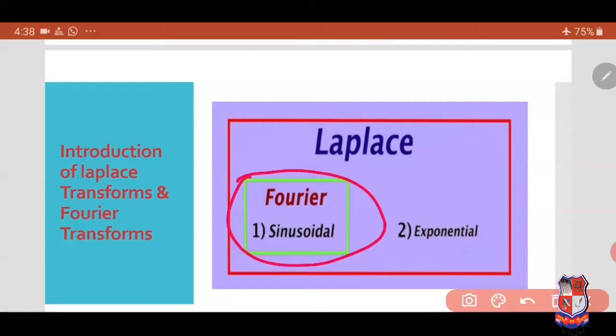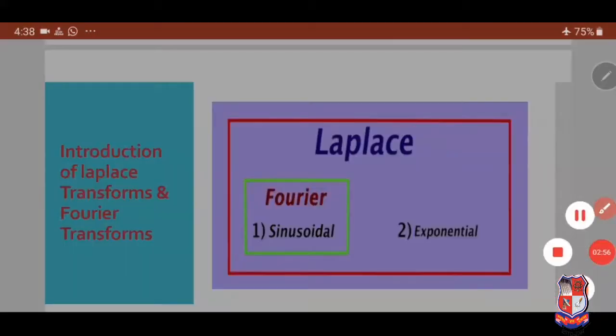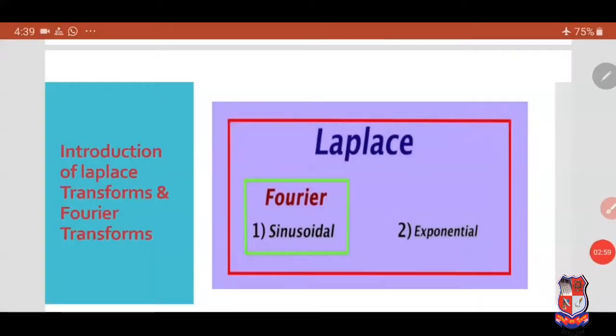And when we talk about the Laplace transform, it gives us information about the sinusoidal as well as the exponential signals remaining in the function. How it works, we can see with some equations. We can also say in other terms that the Fourier transform is a slice of the Laplace transform. Now I will show you.